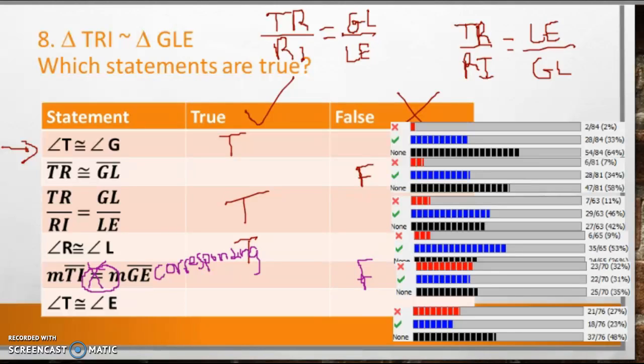T cannot correspond to E because T corresponds to G. It was the first statement, and a lot of us agreed it was true. So this last statement, claiming that T corresponds to E, cannot be true.